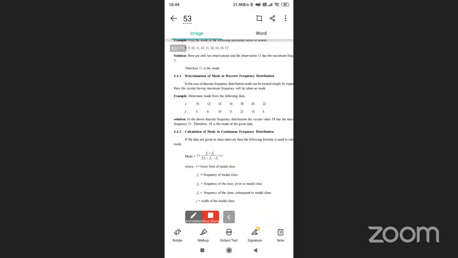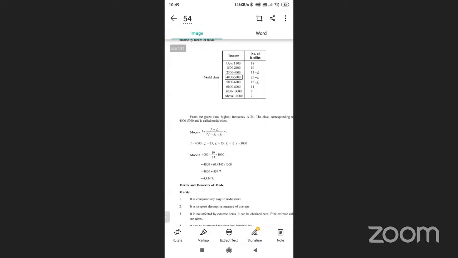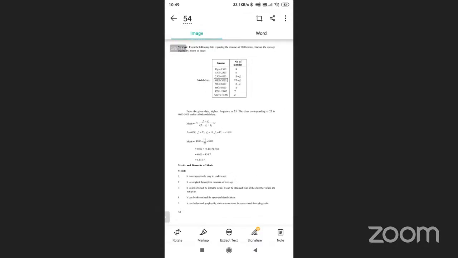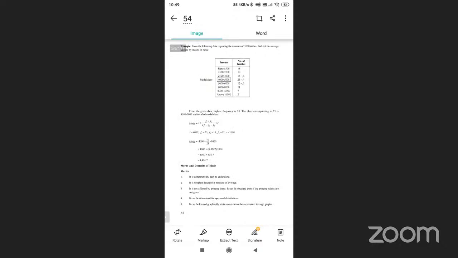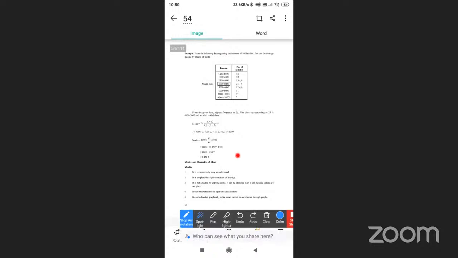Now coming to our problem. Example. From the following data regarding the incomes of 100 families, find out the average income by means of mode. Now you can see the classes: up to 1500, 1500 to 2500, 2500 to 4000, 4000 to 5000, and so on up to above 10,000. Frequencies: 18, 10, 15, 25, 12, 11, 7, 2.